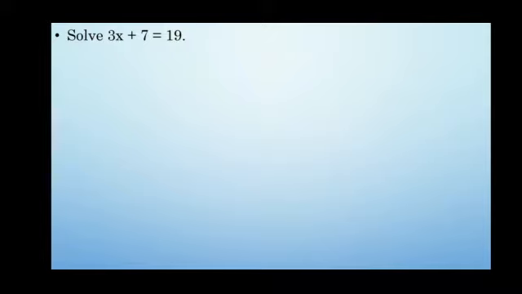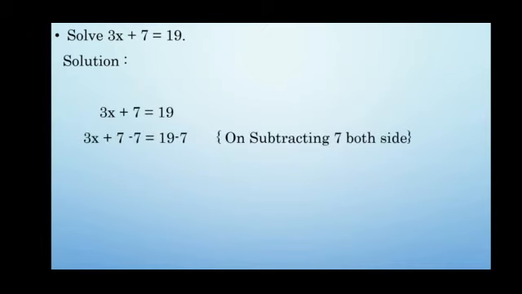For example, if we want to solve 3x + 7 = 19, the equation of one variable, we have to move 7 from the left hand side. So moving the 7 from the left hand side, we have to subtract 7 on both sides. On subtracting 7 on both sides, we have 3x = 12.